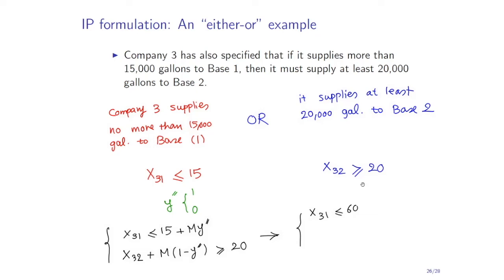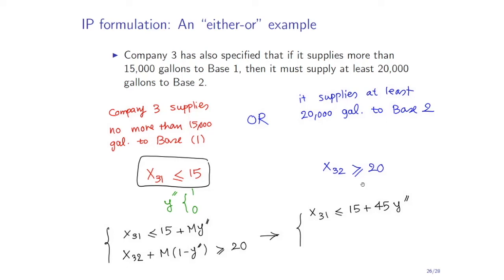Okay, so in case that y double prime is 1, I want to have something like this. So 15 plus 45 y double prime, it is enough. Okay, so if y double prime is 0, it becomes my original constraint. If y double prime is 1, it becomes X31 less than or equal 60, which is enough for my case, because I know that the third company cannot supply more than 60,000 gallons in total.